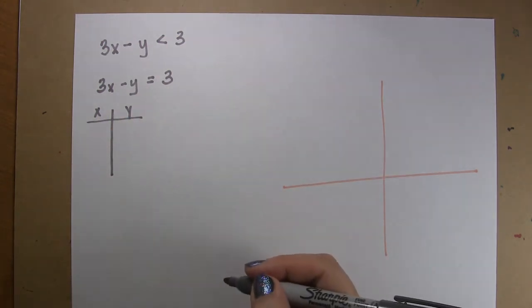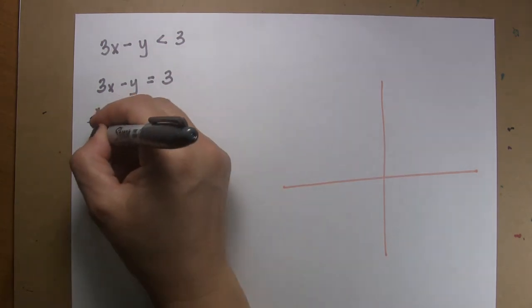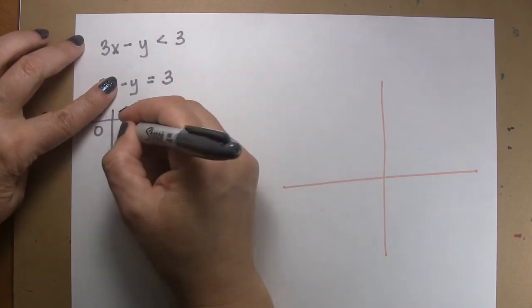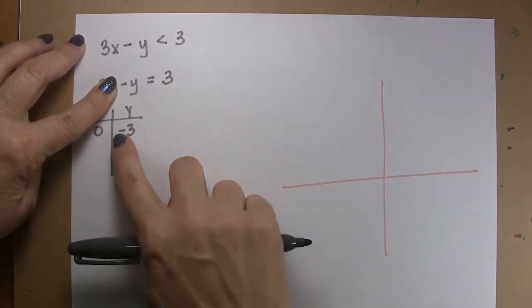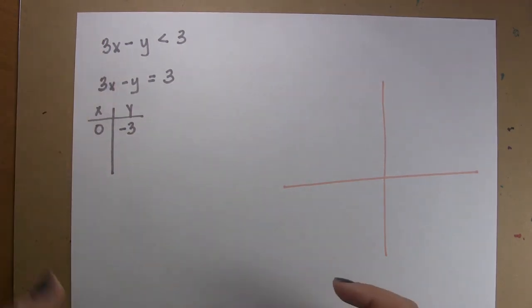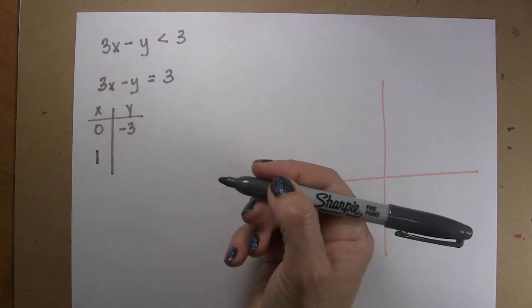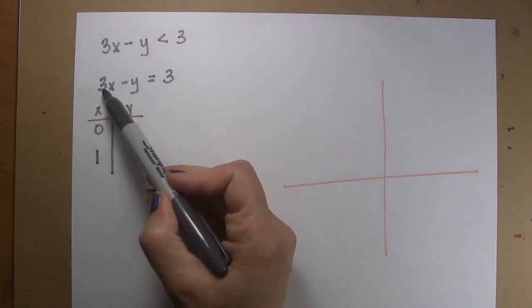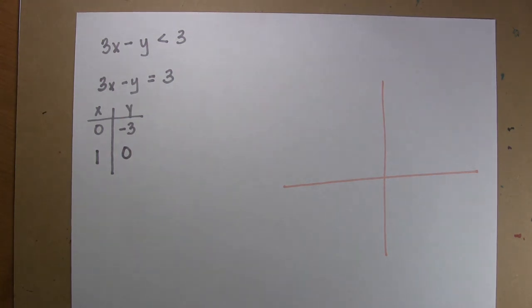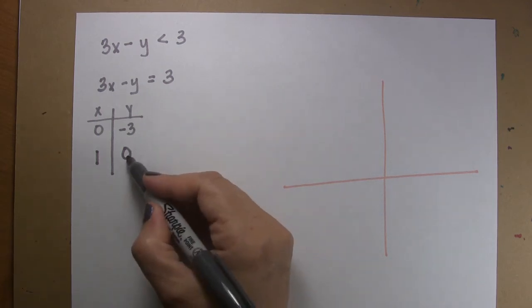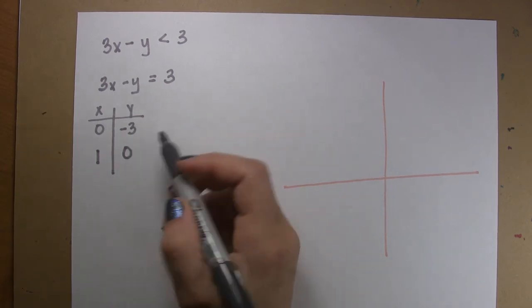And let's see, what sort of number should I use here? If I make x 0, then y is going to equal negative 3, right? Because a negative negative 3 is a positive 3. Okay, good. And then if I make x 1, then that would be 3 minus 0 equals 3. Yeah, that works.